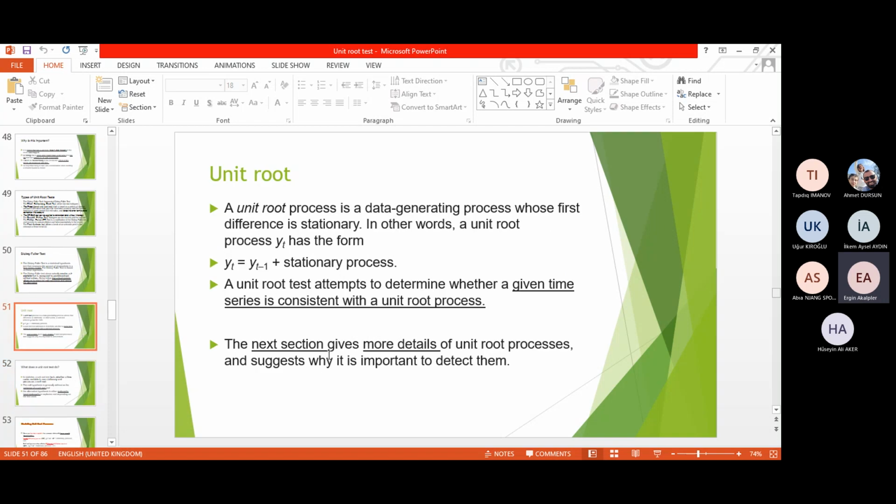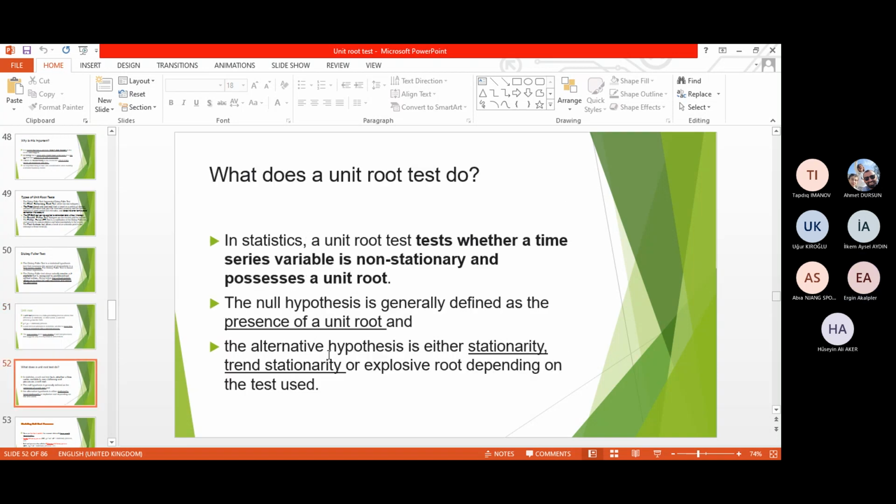And then you are going to process it. Then the unit root process is a data generating process whose first difference is stationary. In other words, a unit root process yt has the form yt = yt-1 plus a stationary process. A unit root test attempts to determine whether a given time series is consistent with a unit root process. The next section will introduce more detail about the unit root process and suggest why it is important to detect them.